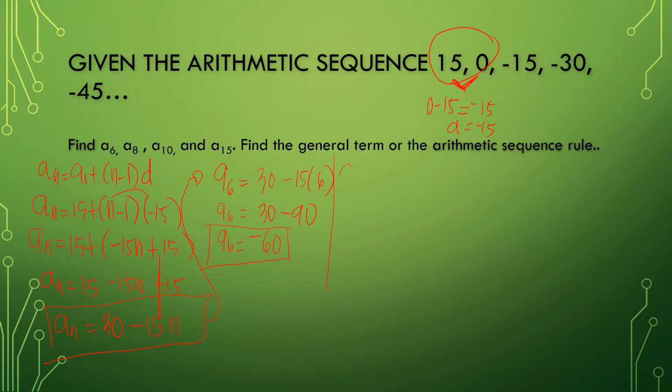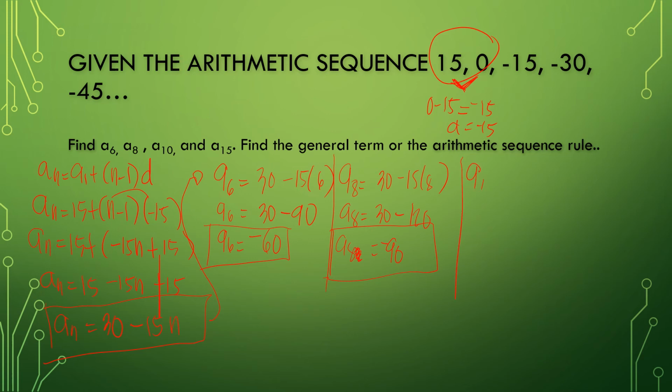For the eighth term, we are going to substitute 8 to n. So, that is 30 minus 15 times 8. So, a sub 8 is equal to 30 minus 15 times 8, which is 120. a sub 8 is equal to 30 minus 120, that is equal to negative 90. This is your 8th term.